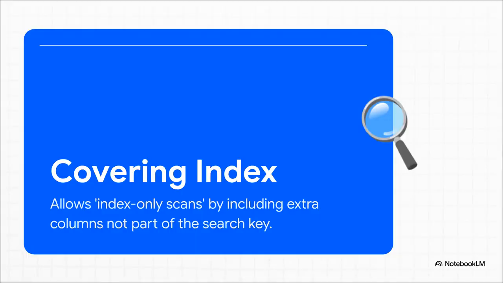Next up in our bag of tricks is the covering index. You can think of this as the ultimate query shortcut. See, it doesn't just store the column you're searching on, it actually includes all the other columns your query needs to return. It becomes a genuine one-stop shop, giving the database the answer without any extra work.